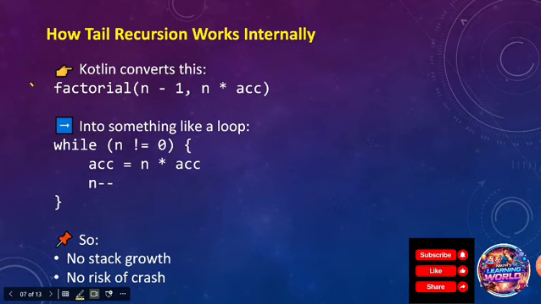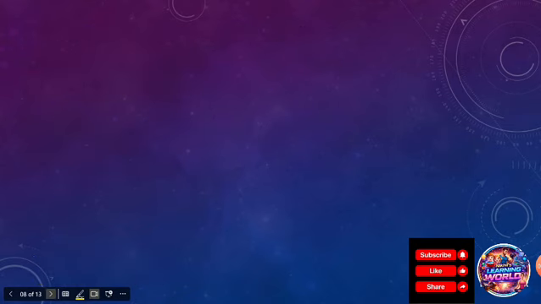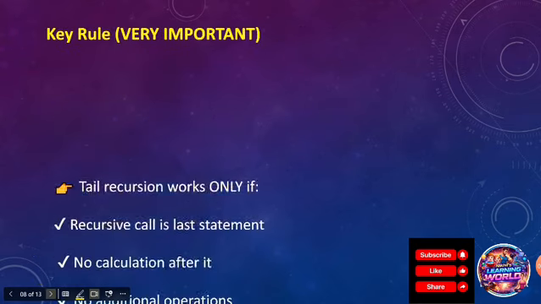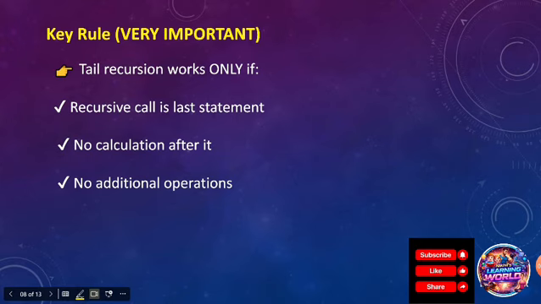So let's dive into how tail recursion works internally. Kotlin converts that factorial function, with number minus 1 and number times accumulator, into something like a loop, like you can see here: while number is not equal to 0, accumulator equals number times accumulator, number minus minus. So no stack growth and no risk of crash. You got the point? Internally it works in this way.